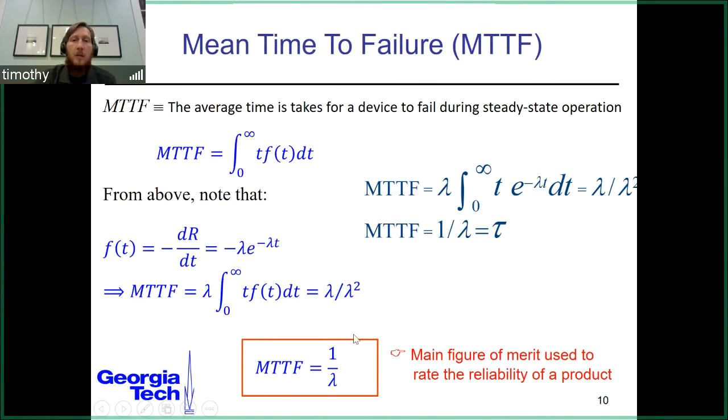So the main figure of merit used to rate the reliability of a product, which you can usually find in the data sheets, is the mean time to failure. And this is a number that companies report very widely because this is a major statistic in how a product is going to be rated for a lifetime.